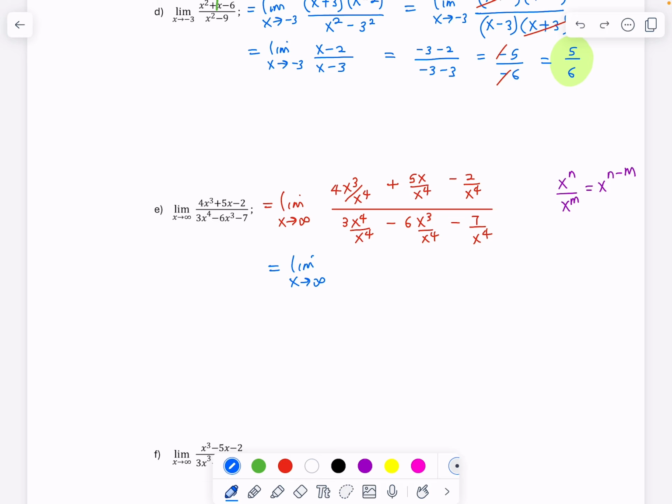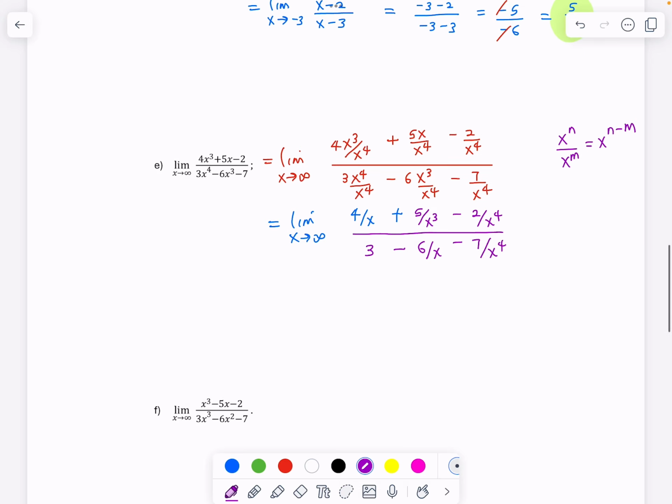For the first term, I'm going to get 4 divided by x, plus for this next term, 5x divided by x to the power of 4, I'm going to get 5 divided by x to the power of 3, minus 2 divided by x to the power of 4. Everything divided by, for this term in the denominator, I'm just going to get 3. And then for this one, I'm going to get 6 divided by x. And for the last term, I'm going to get 7 divided by x to the power of 4.